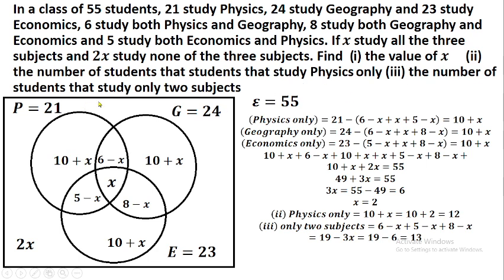Then the number of students that study only two subjects. People that study only two subjects: 6 minus x plus 5 minus x plus 8 minus x. So that means you have 6 plus 5 plus 8, that gives us 19. Then minus x minus x minus x gives minus 3x. Then x is 2, that will give us minus 6. Then 19 minus 6 will give us 13. So that's the solution to that question.